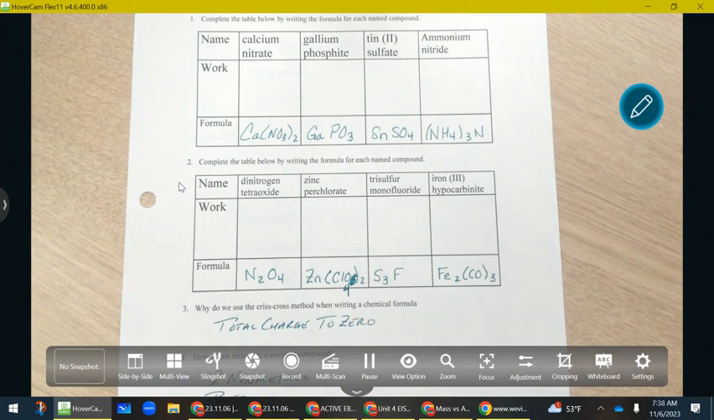Zinc perchlorate. Perchlorate is one more than chlorate. Chlorate is ClO3, so perchlorate is ClO4. Still has a -1 charge. Zinc has a +2 charge. Again, I have given you that on your periodic table. If you get to a test and you cannot figure out what the charge on zinc is, call me over and I will tell you because I gave it to everybody already anyway. Okay? So, Zn, ClO4 in parentheses with a 2 by it. Questions, ladies and gentlemen?